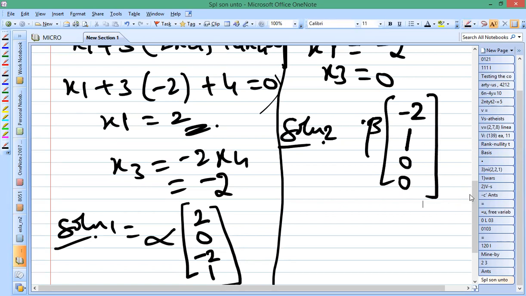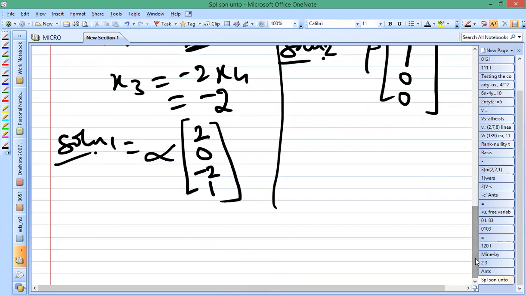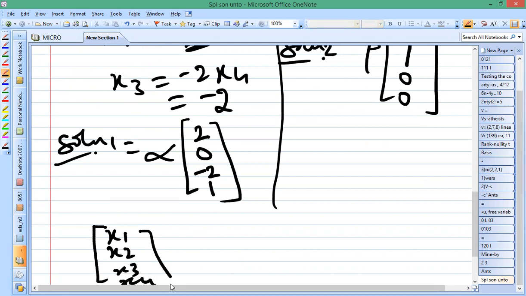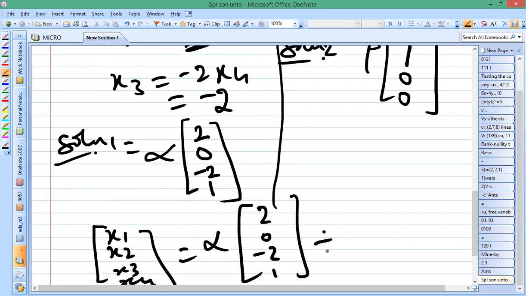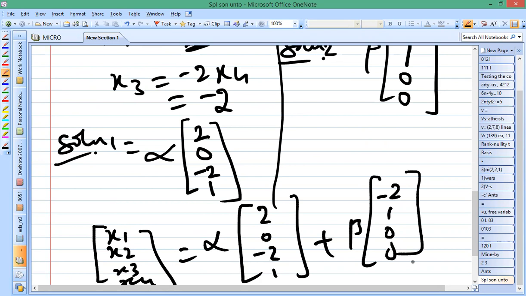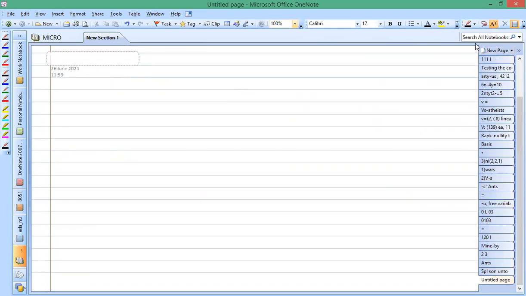Here, combining these special solutions, we can write the total special solution for x1, x2, x3, x4 as alpha times 2 0 minus 2 1 plus beta times minus 2 1 0 0. So this is the answer for this. Another type of problem I'll just show, the last problem.